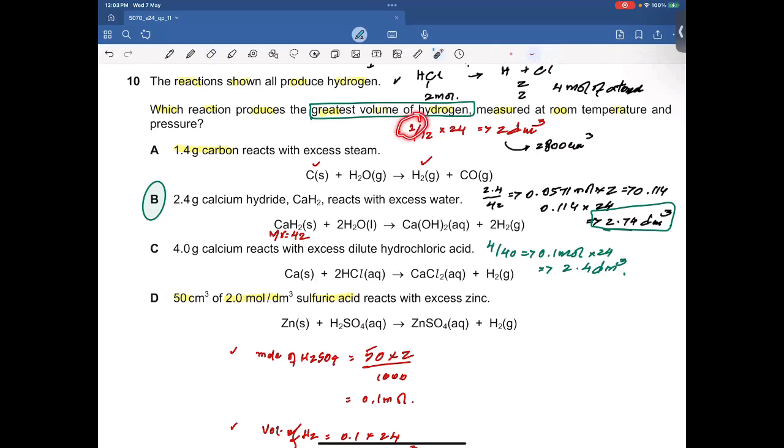This is 1. Examiner has given 1.4. Oof. Hold on. Oh, I got my mistake. 1.4 divided by 12. Hold on. 1.4 divided by 12. So I'll get 0.1166 moles. जो moles इसके हैं वही moles hydrogen gas के भी होंगे, multiply by 24. So it's going to be 2.8.